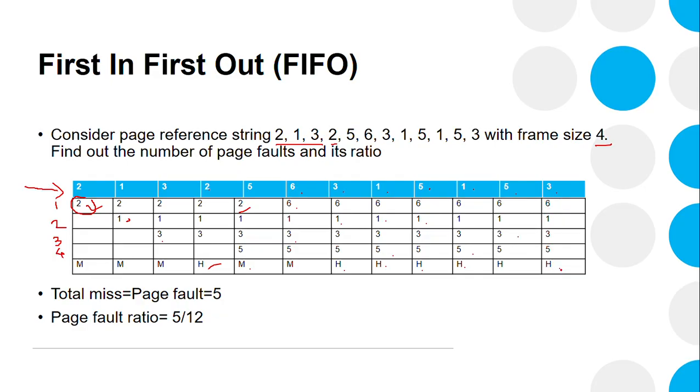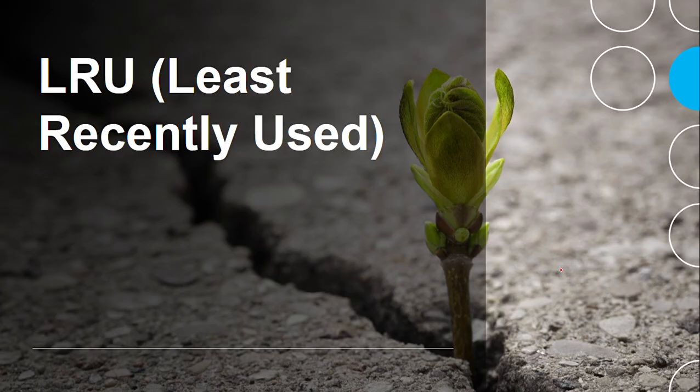You can see total misses over here in this example are 5 out of 12. So that's why the page fault ratio is 5 by 12. First in, first out says whichever page is first added to the memory will be removed if we require the allocation. Next algorithm is least recently used.